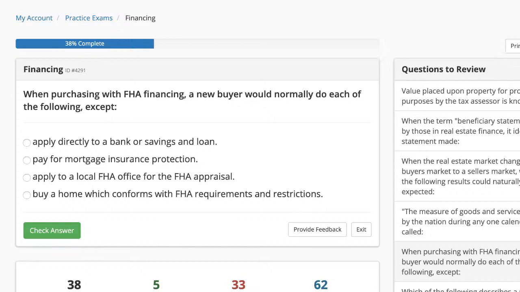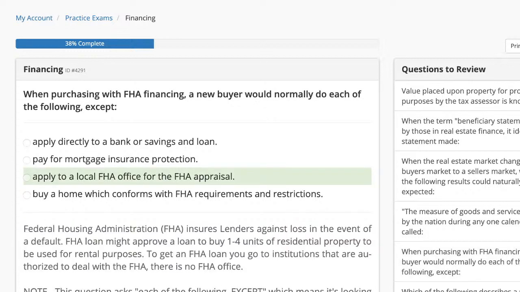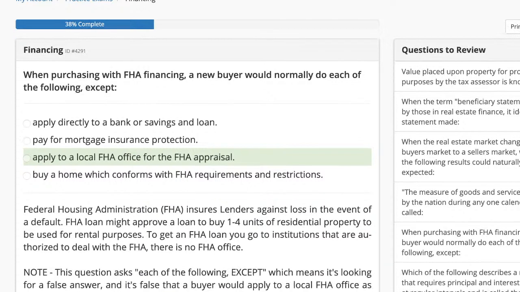When purchasing with FHA financing, a new buyer would normally do each of the following except: A, apply directly to a bank or savings and loan. B, pay mortgage insurance protection. C, apply to a local FHA office for the FHA appraisal. Or D, buy a home which conforms with the FHA requirements and restrictions. What do you guys think? And the answer is C, apply to a local FHA office for the appraisal.